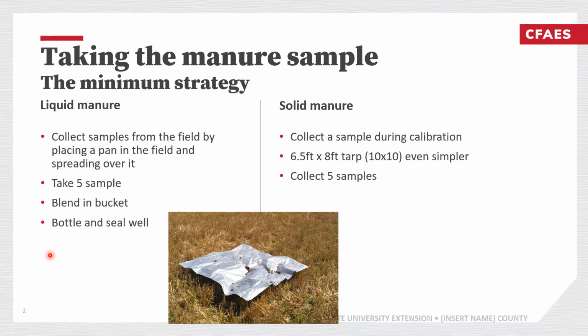So we recommend taking at least 5 samples. If you're just going to submit one of those, take and mix those together so you get a uniform mixture, and then put that into your sample bottle, and make sure you seal that sample bottle really well. Whoever you're shipping it through, whether it's UPS or the United States Postal Service, they will not be very impressed with you if your sample bottle begins to leak in their trucks. So make sure you seal that well.